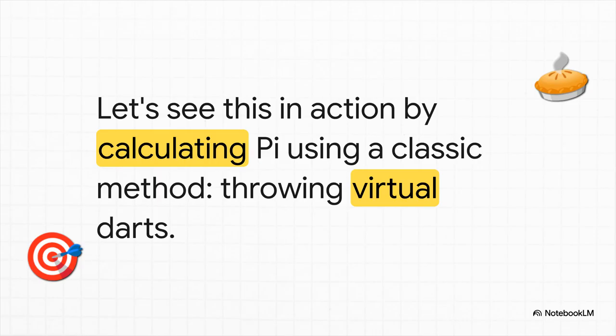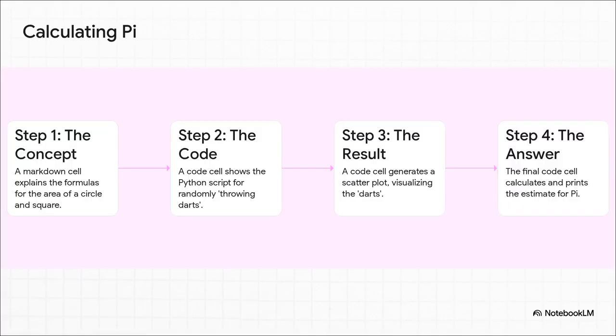We're going to see a tiny computational narrative in action, calculating the value of pi using a classic method that's kind of like throwing thousands of virtual darts at a board. And here's how that whole story unfolds in the notebook. First, it starts with a markdown cell explaining the concept. Then, a code cell goes ahead and throws thousands of those virtual darts.